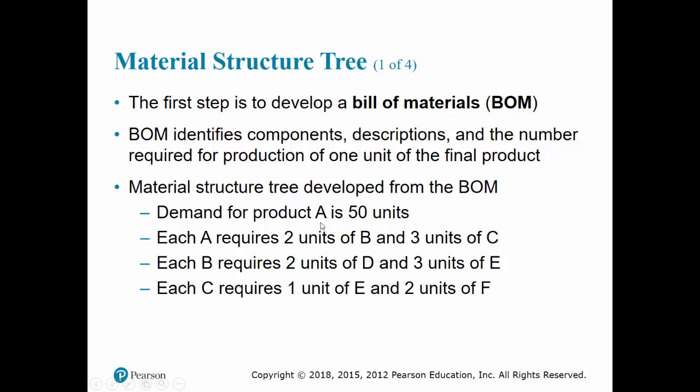So demand for product A is 50 units. Each A requires 2 units of B and 3 units of C. Each B in turn requires 2 units of D and 3 units of E. And C requires 1 unit of E and 2 units of F. So we can now draw a structure tree.